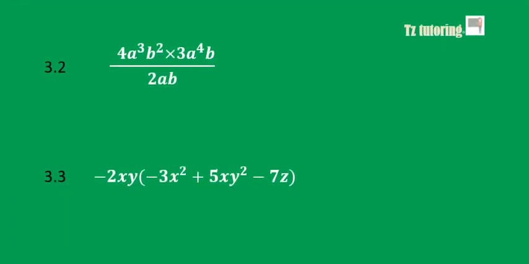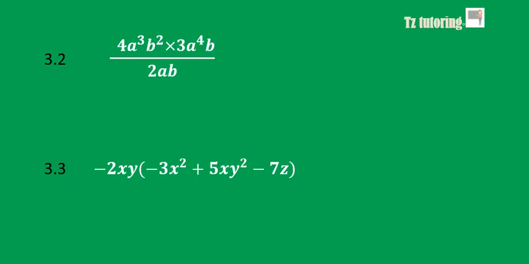Moving on to 3.2. Okay, let's start with the numerator part of the fraction, the part on top. The coefficients are 4 times 3, which is 12. Then we come to a. If we are multiplying, the exponent rule is you need to add those exponents. So 3 plus 4 is 7. And for b again, if we are multiplying, we're going to add the exponents. What's 2 plus 1? It's 3.